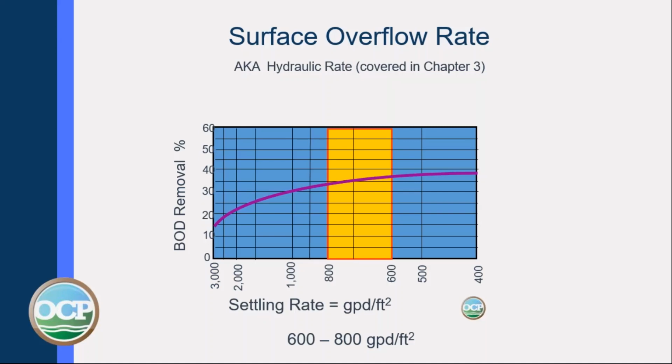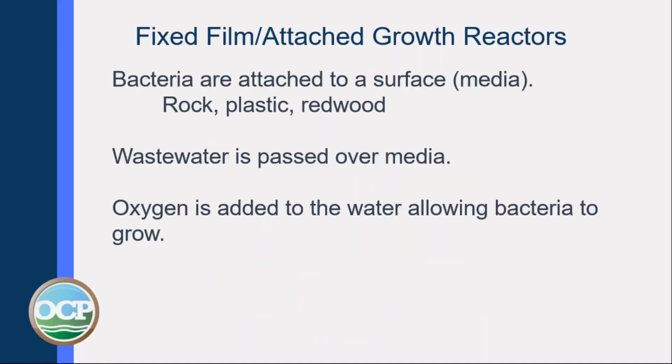That finishes up the primary clarifier part. Now we will go to fixed film or attached growth reactors. This is a form of secondary treatment. The bacteria in these reactors are attached to a surface or a media, either rock, plastic, wood. The wastewater is then passed over the media. Oxygen is added to the water by blowing up through the media, allowing the bacteria to grow, and these bacteria will eat the BOD out of the wastewater.